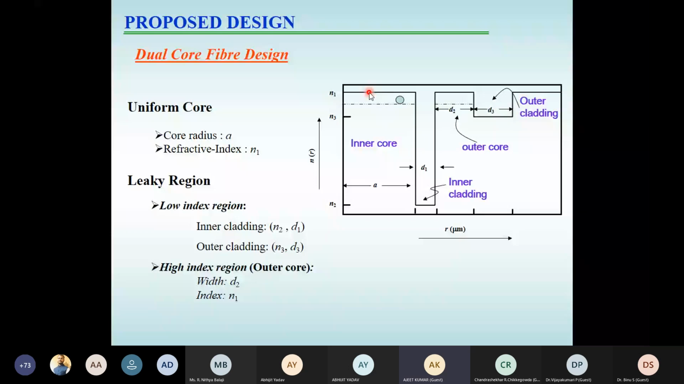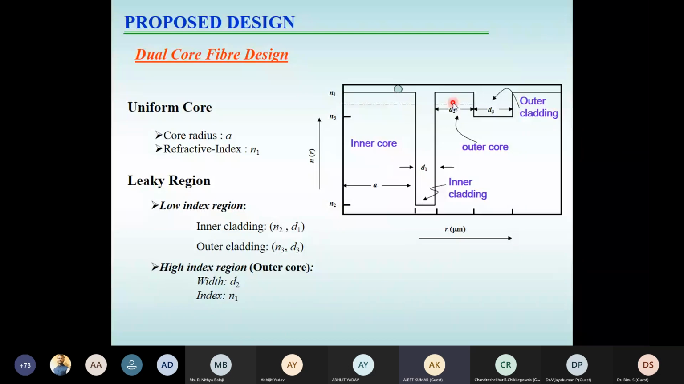Now the first job is to find the value of N3 such that the effective index of the fundamental mode of the inner core matches the fundamental mode of the outer core. That can be done by tuning the N3 value, because when you tune N3, the low index region changes, the structure changes, and the effective index value is going to change. So N3 tuning will be the key to finding the resonance coupling condition.